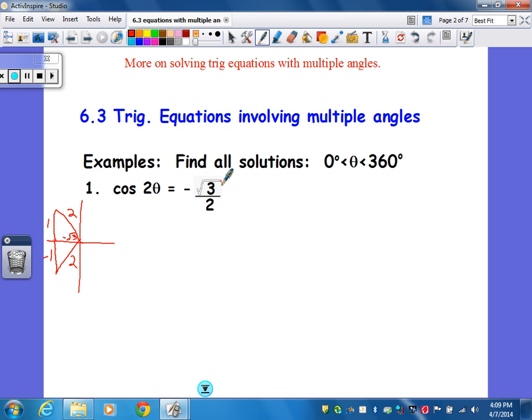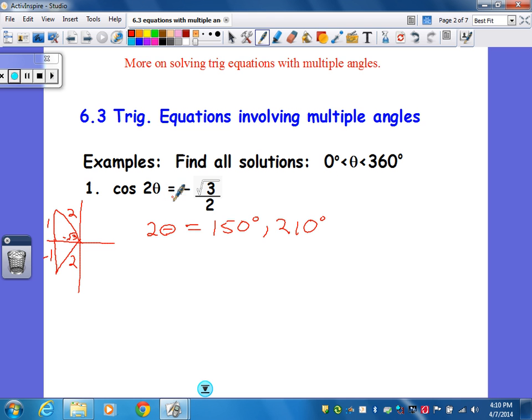Now we need to find all solutions where this is true. Right away I'm thinking, I have 2 angles in that quadrant. We have 150 degrees, because this angle is 30 degrees and this angle is 30 degrees, our reference angles. So 2 theta is equal to 150 degrees and 210 degrees. But wait a minute, think about this though.